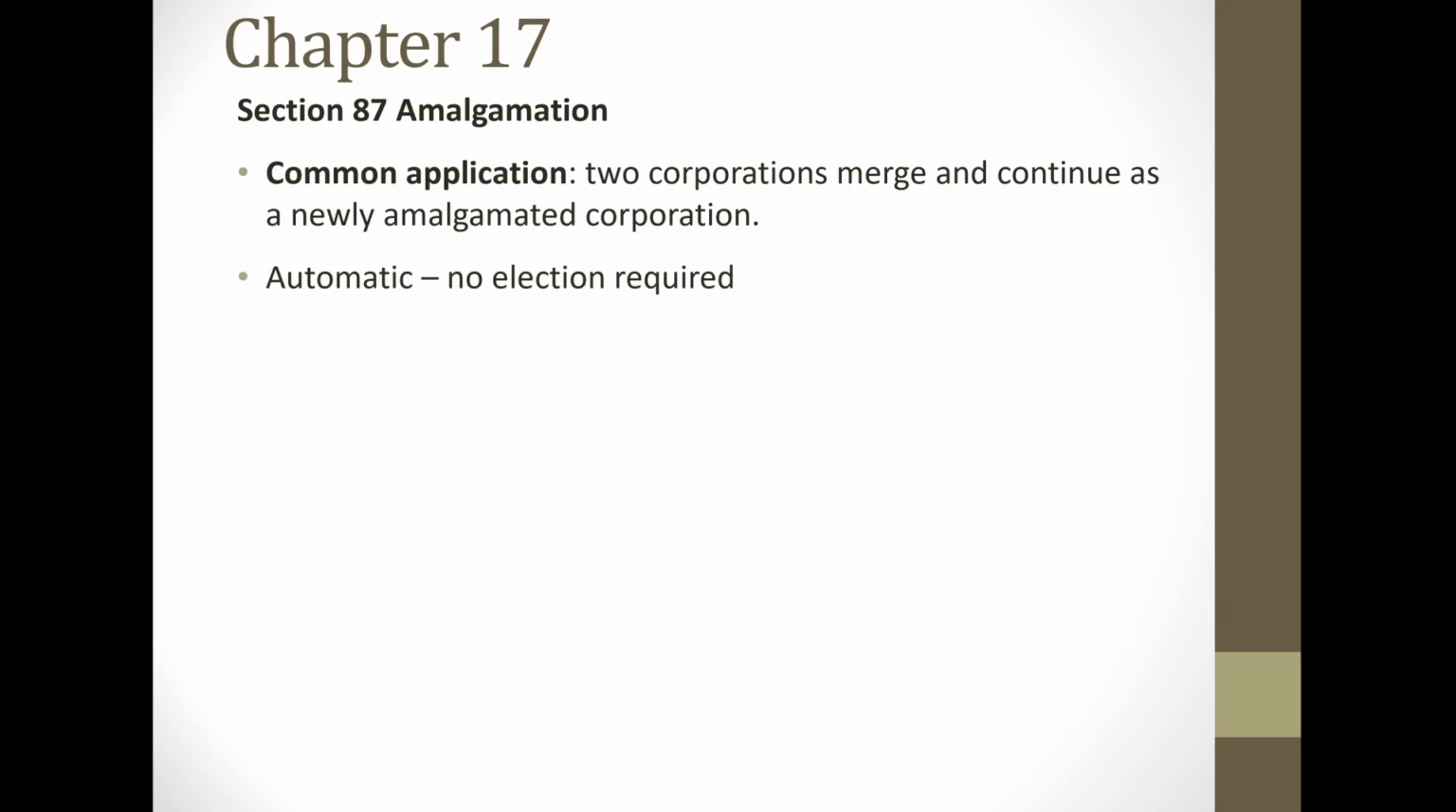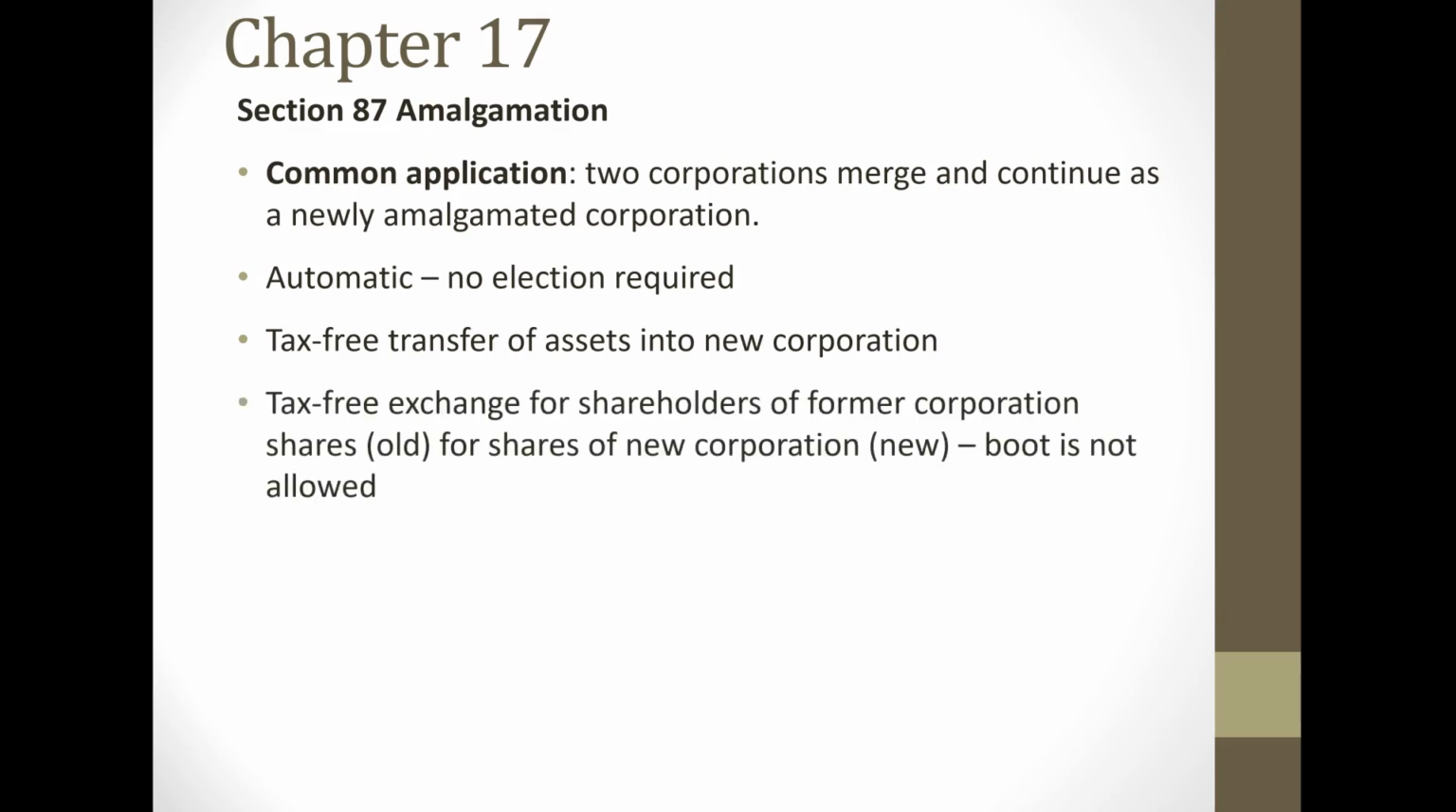So the beauty of a Section 87 amalgamation is that it's automatic. There's no election that has to be filed with the CRA. In addition, it allows for the tax-free transfers of assets from the two former companies into the newly amalgamated corporation, so tax-free rollover. And also, the former shareholders, the shareholders that own shares in the former corporation, for example, Company A and Company B, are just going to exchange their old shares for shares of the newly amalgamated corporation.